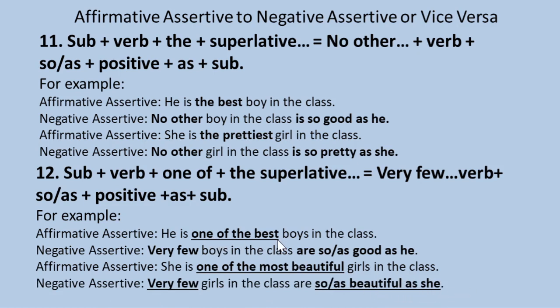So one of the superlative, we use very few, then the portion after the superlative, then we use a plural verb because very few follows plural nouns, then we use so positive degree of the best, which is good, then we use as, then subject.